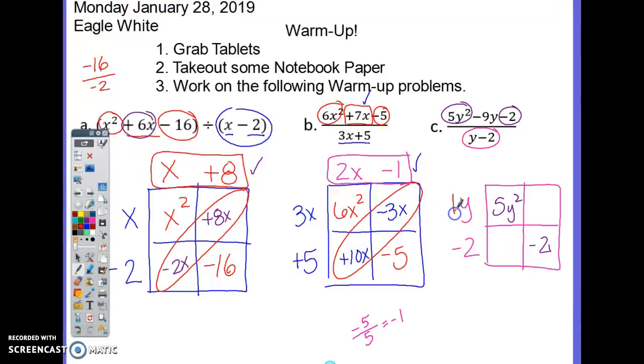5 divided by 1 is 5, and y squared divided by y is y. 5 times 1 is 5, y times y is y squared. And then negative 2 divided by negative 2, positive 1. So that's your answer.